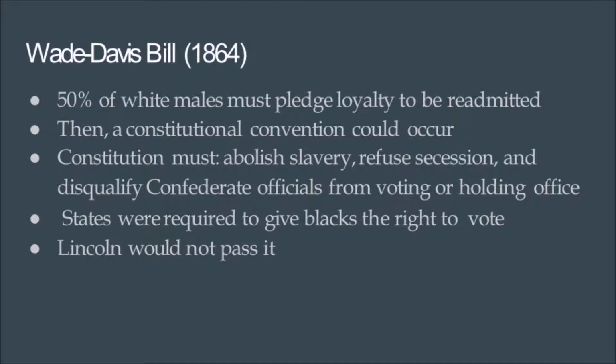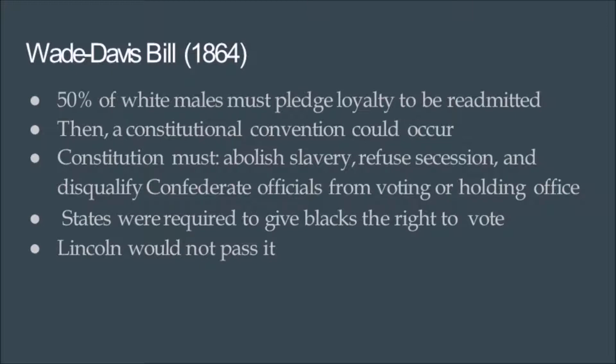And third, it had to disqualify all former Confederate officials from holding public office. All right? So if you were a governor or a lieutenant governor, a congressman, or even if you were a high-ranking military officer, you were disbarred. You were not allowed to seek office. Well, that all makes sense to me. I look at that and I go, fine, abolish slavery. That's great. I support that. Refuse secession, well, I don't know about that, but okay, that was the cause of the war. That makes sense. We're going to disqualify these.